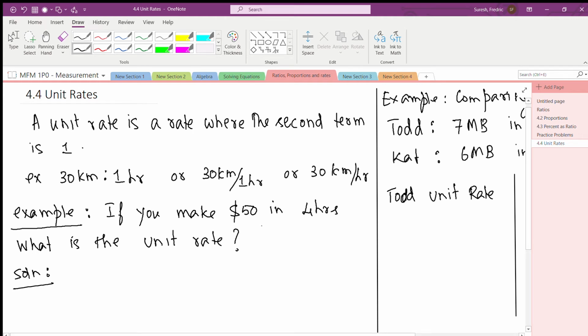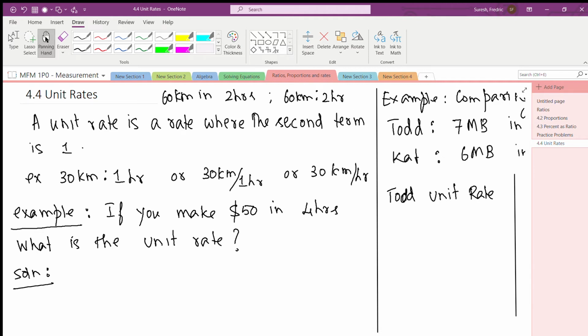Okay, in this video, we are going to talk about unit rates. Regularly, when you talk about rates, we would say something like, if you travel 60 kilometers in 2 hours, you would say 60 kilometers to 2 hours. Now, this is what you would call a rate. A rate compares two different quantities like distance and time and connects them. So that is called a rate.